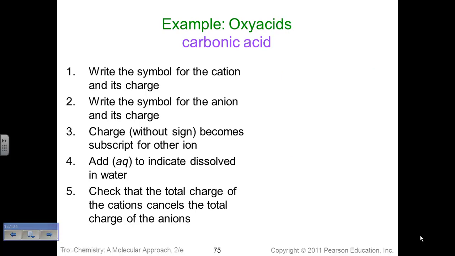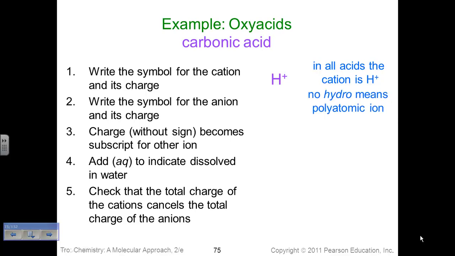What about oxyacids? Let's listen to carbonic acid. Now, how do I know it's an oxyacid right away? Because I don't hear the prefix hydro. Not hearing it is just as informative as hearing it. Carbonic acid. Well, as soon as I see that it's an acid, what is its first ion? Guaranteed, well, we know it's going to be a positive hydrogen ion. What about the anion and its charge? I know it's an oxyacid because I do not hear the prefix hydro.